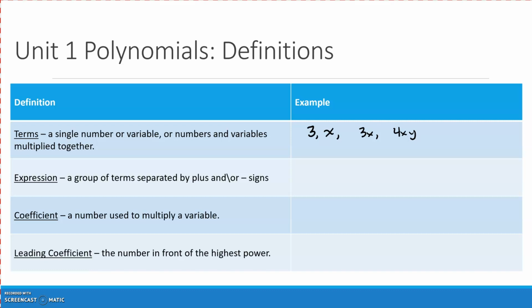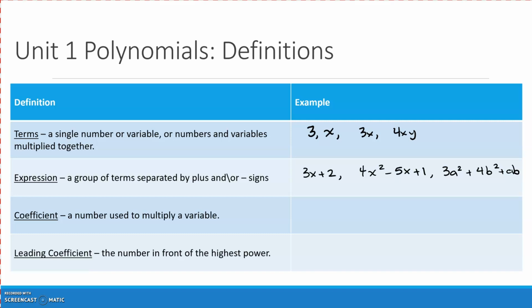An expression is a group of terms separated by a plus and or minus signs. So that could be 3x plus 2. That could be 4x squared minus 5x plus 1. Could also look like 3a squared plus 4b squared plus ab.